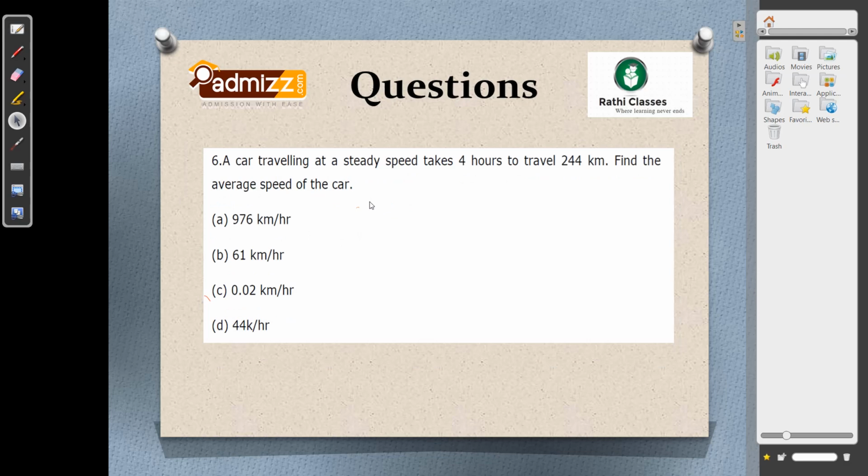Next question, a car traveling at a steady speed takes 4 hours to travel 244 km. Find the average speed. The concept is very easy. Speed is equal to distance by time. 244 by 4 is 61. Answer is B, 61 km per hour.